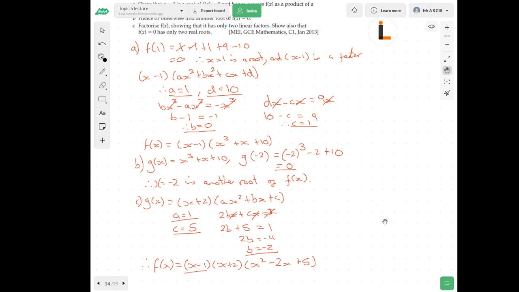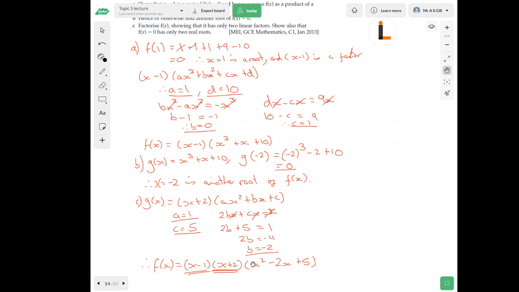So here we've got our two real roots. The second part of part C is, show also that f of x equals 0 has only two real roots. We've already got two real roots here. So now what we're trying to show is that this bit does not have real roots. And remember, when we did lecture 1, we said that this wording, real roots, should set off alarm bells of using the discriminant. Whenever we see this wording about real roots, we should be thinking discriminant.